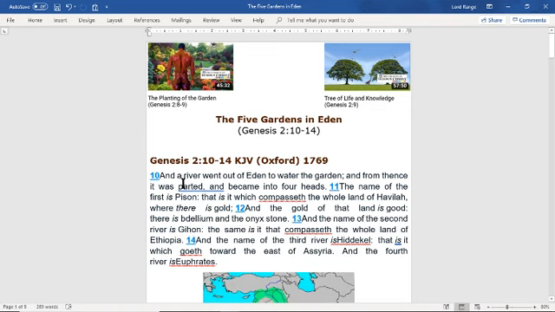So again, Genesis chapter 2 verse 10, King James Version, Oxford edition reads, "And a river ran out of Eden to water the garden, and from hence it was parted and became four heads. The name of the first is Pison, that which compassed the whole land of Havilah, where there is gold, and the gold of that land is good. There is bdellium, and the onyx stone. And the name of the second river is Gihon. The same is that which compassed the whole land of Ethiopia. And the name of the third river is Hiddekel, that is which goes towards the east of Assyria. And the fourth river is Euphrates."